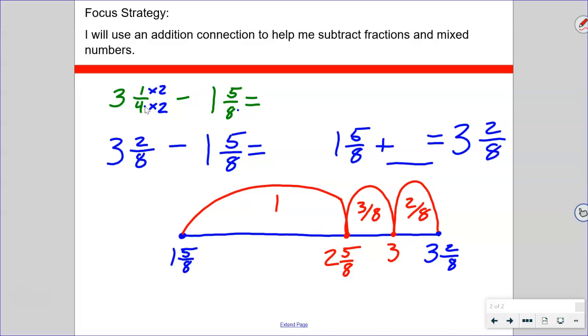And in this situation, now we can see what the difference is. We had to add 1, 3/8, and then 2/8, which gives us a total difference of 1 and 5/8. So this is one method of subtracting. We also talked about borrowing, and that is the method that we will probably see in another one of these review videos. But right now, what's really important to me is that we remember that every subtraction problem we have ever solved has always had an addition connection to it. And we want to remember that we can use that connection to help us solve those problems.